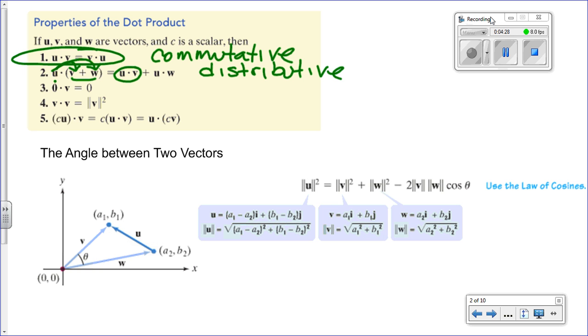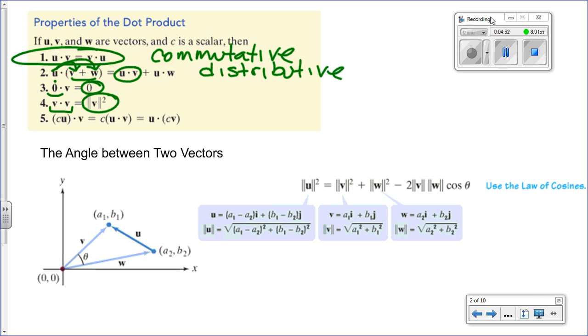And of course, we talked about the zero vector. So if you dot the zero vector with any vector, you will obtain a constant equaling 0. Also, when you dot a vector with itself, what you obtain is the same as squaring the magnitude.